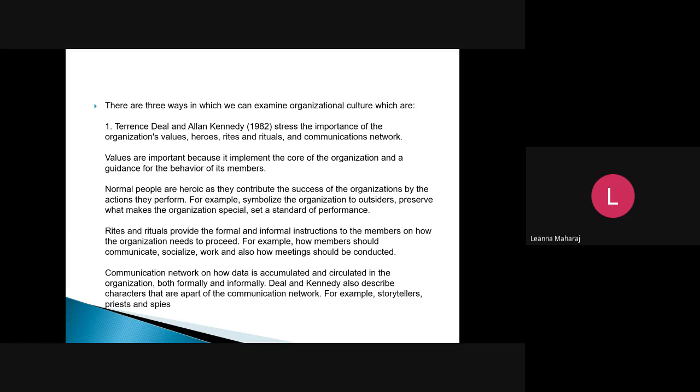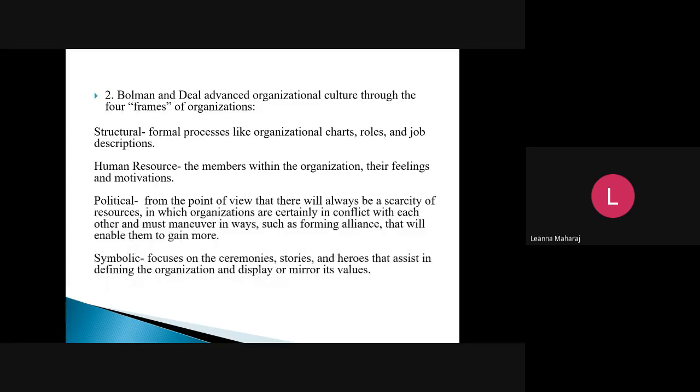So we move on to the second way we can examine organizational culture. Bolman and Deal presented the 4 frames of organization. So the first frame is structural. So that is the formal processes like the organizational charts, the roles, and the job description of the members. Human resource, the members within the organization with regards to their feelings and motivations.